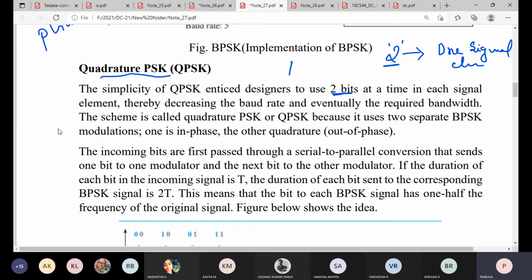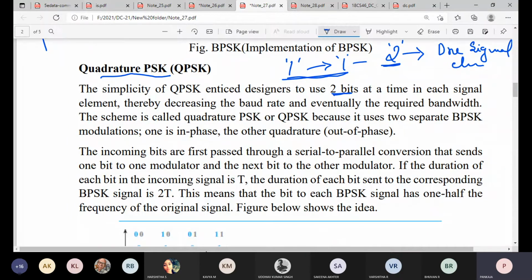Understand that representing or carrying one data element by one signal element requires a lot of bandwidth. So to make bandwidth utilization efficient, let's carry 2 bits by one signal element. That is, the number of signal elements per second should be less, decreasing the baud rate, and eventually the required bandwidth can also be reduced.